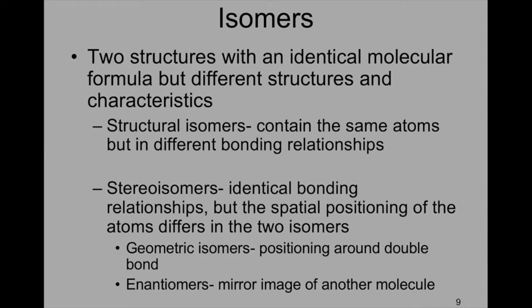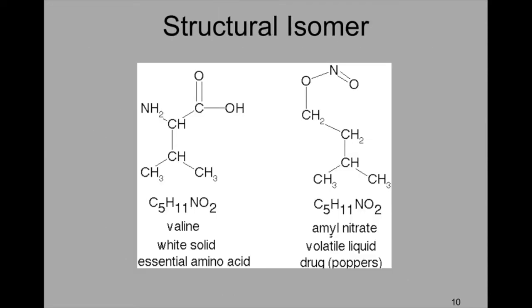So let's take a look at some examples, because isomers are best understood by looking at them. So here I have 2 structural isomers. On the left, I have valine, C5H11NO2. Valine is an essential amino acid. You can see the NH2 up there on the top left, so we have that amine group. If we move over to the right, we have C5H11NO2. We have the same chemical formula, but because these atoms are put together in a completely different arrangement, we have a completely different molecule. This is a liquid. Amyl nitrate is a liquid, and it's also used in forming some of the street drugs known as poppers or uppers.